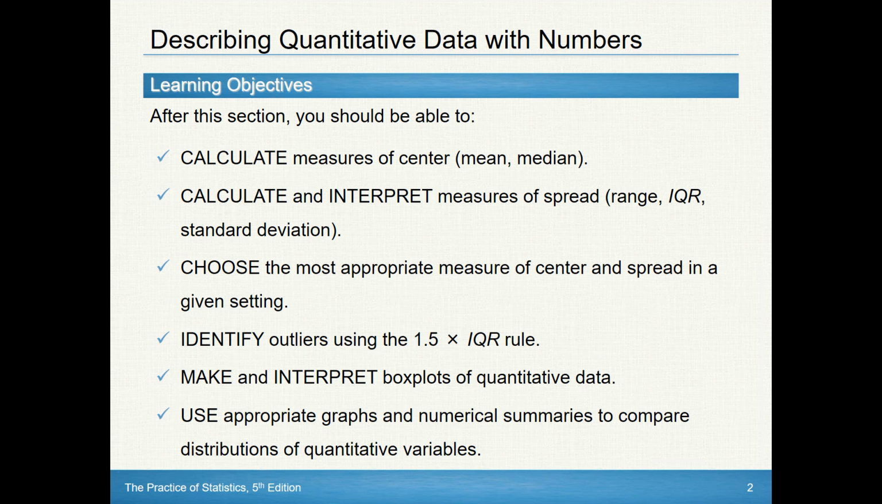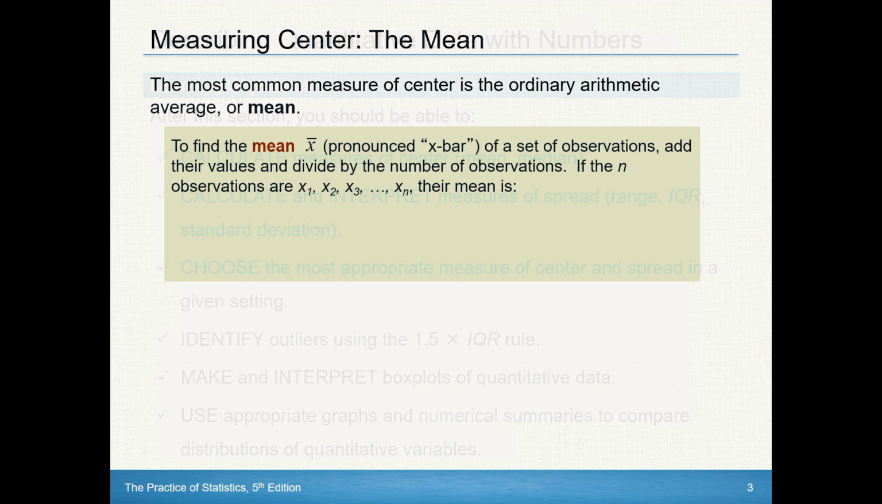In the previous section we talked about looking at data graphically. Now we're going to take the next step. We're going to talk about measures of center and spread, and how to interpret those values. We'll talk about how to quantify if points are outliers or not, and talk about box plots, and then finally putting it all together, making sure that we understand how to use appropriate graphs and numerical summaries to compare distributions. Like I said many times before, it's a very common question on the AP Stat exam.